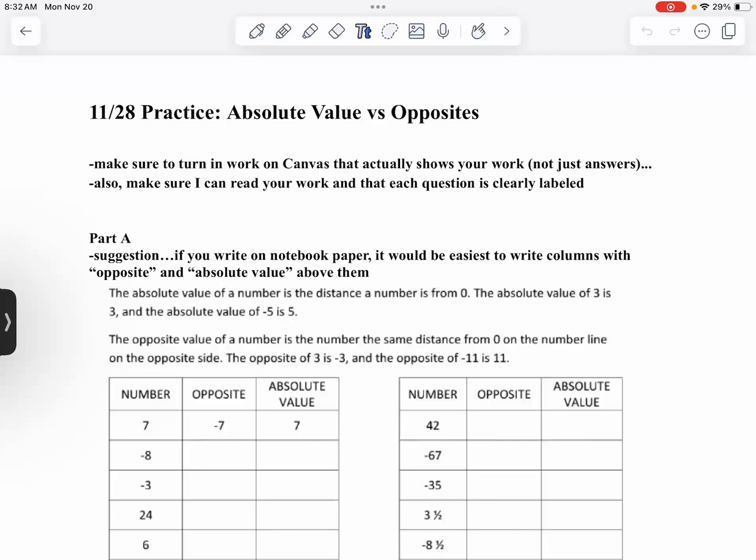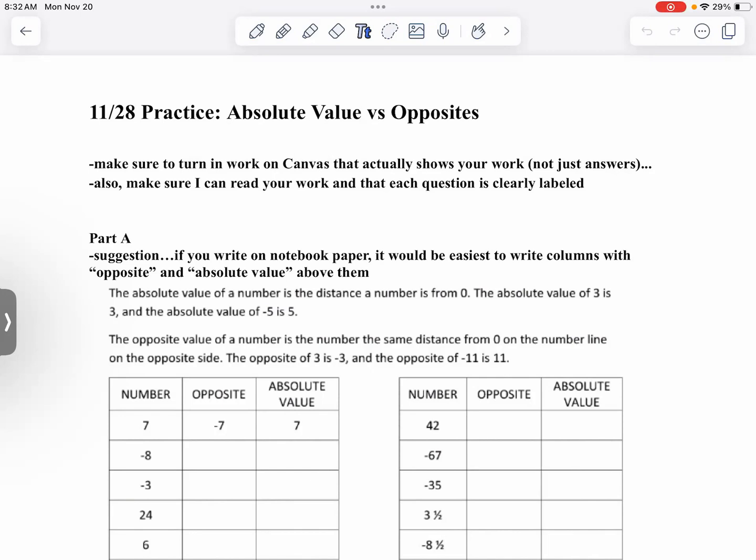All right, so this is the 1128 practice, absolute value versus opposites. Just to remind you, the absolute value of a number is how far it is from zero, right? For example, the absolute value of 3 is 3, and the absolute value of -5 is 5. So the absolute value is always positive because it's the distance from zero.